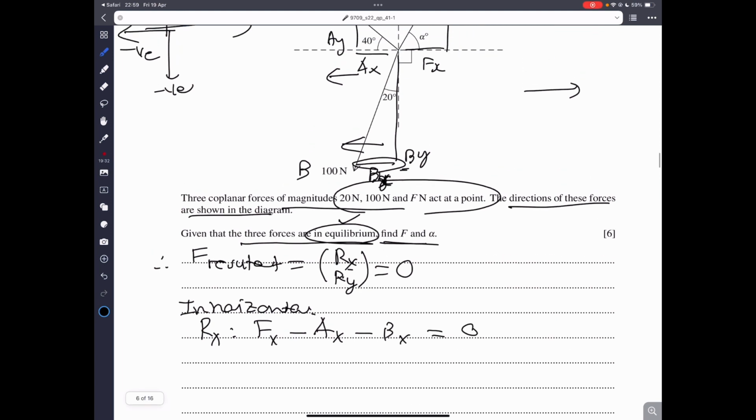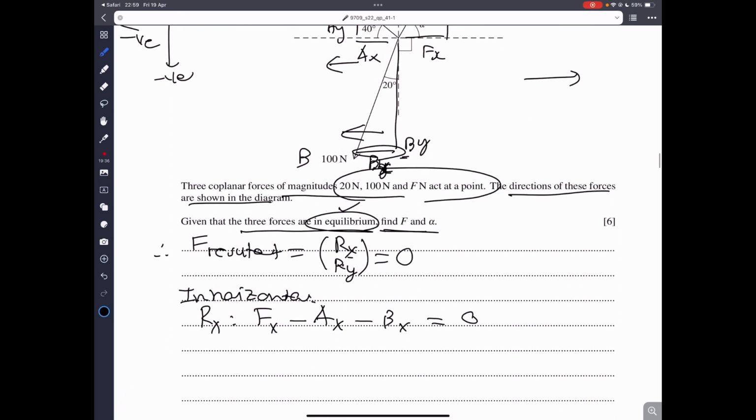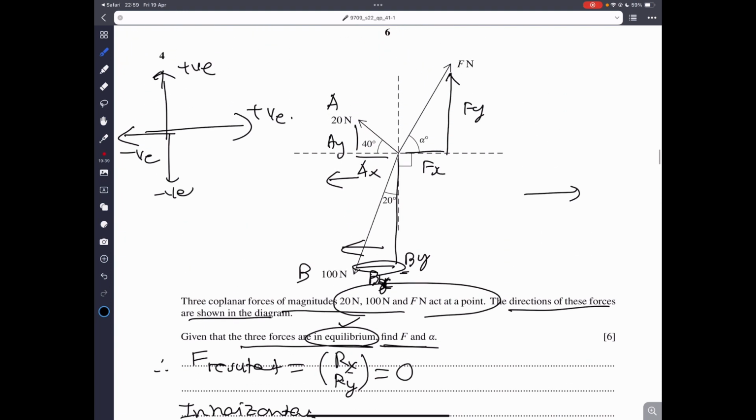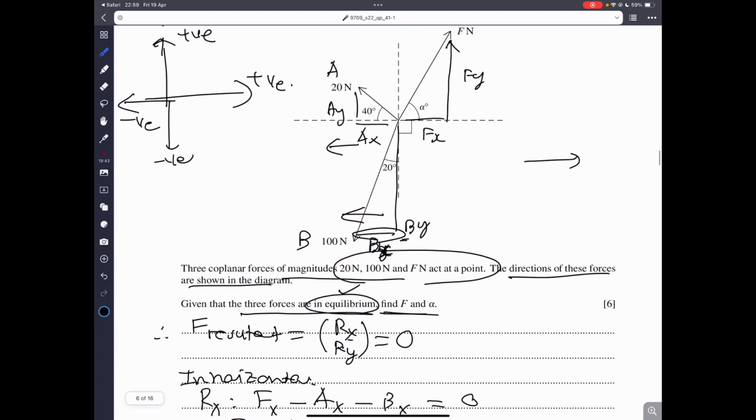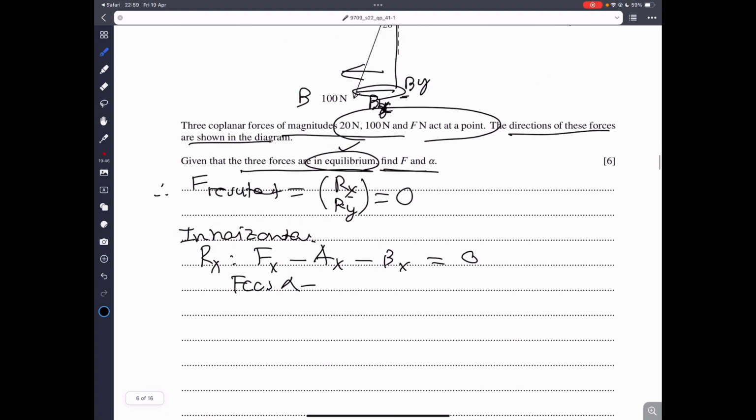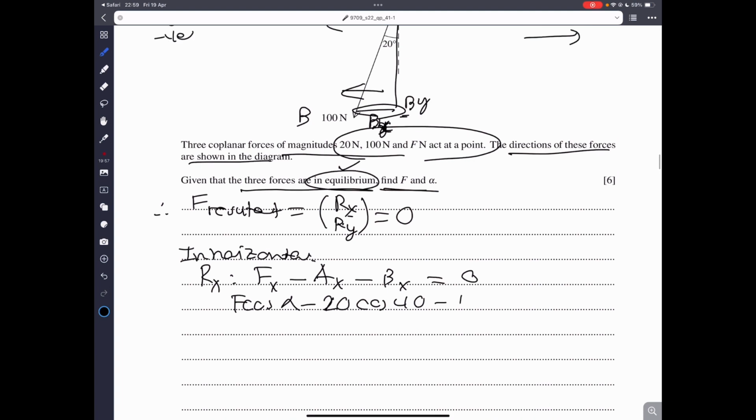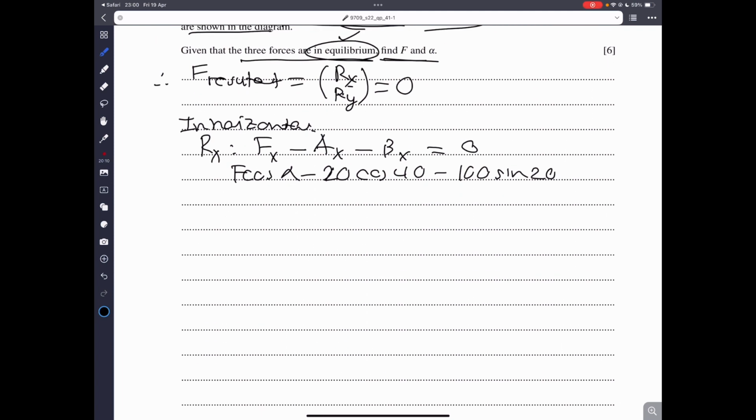Now, Fx is basically F cos alpha, right? F cos alpha minus Ax. Ax is basically 20 cos 40, right? And Bx is basically 100 sine 20, because it is going away from the angle. If it's away from the angle, it is sine. If it's near the angle, you use cos. It's something that you just learn if you do many problems. So F cos alpha, you get 49.5229 something. And this is our equation number 1.